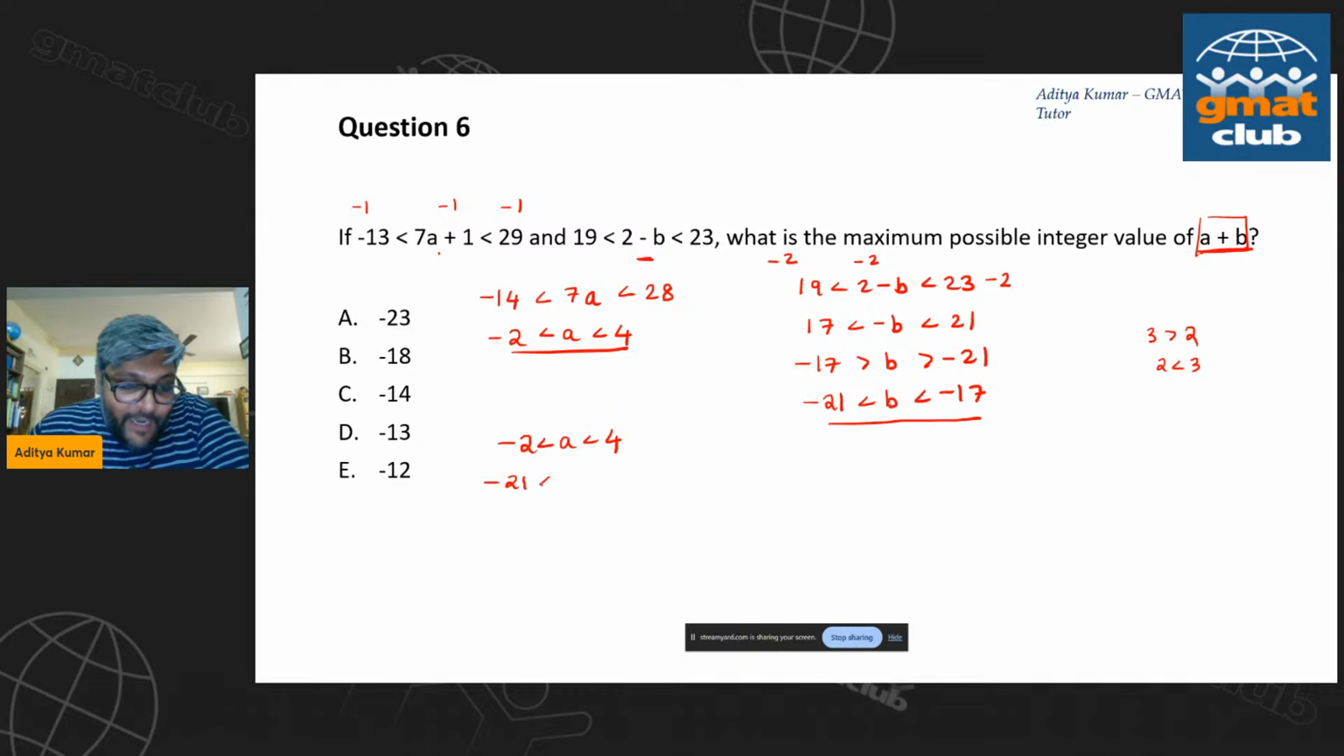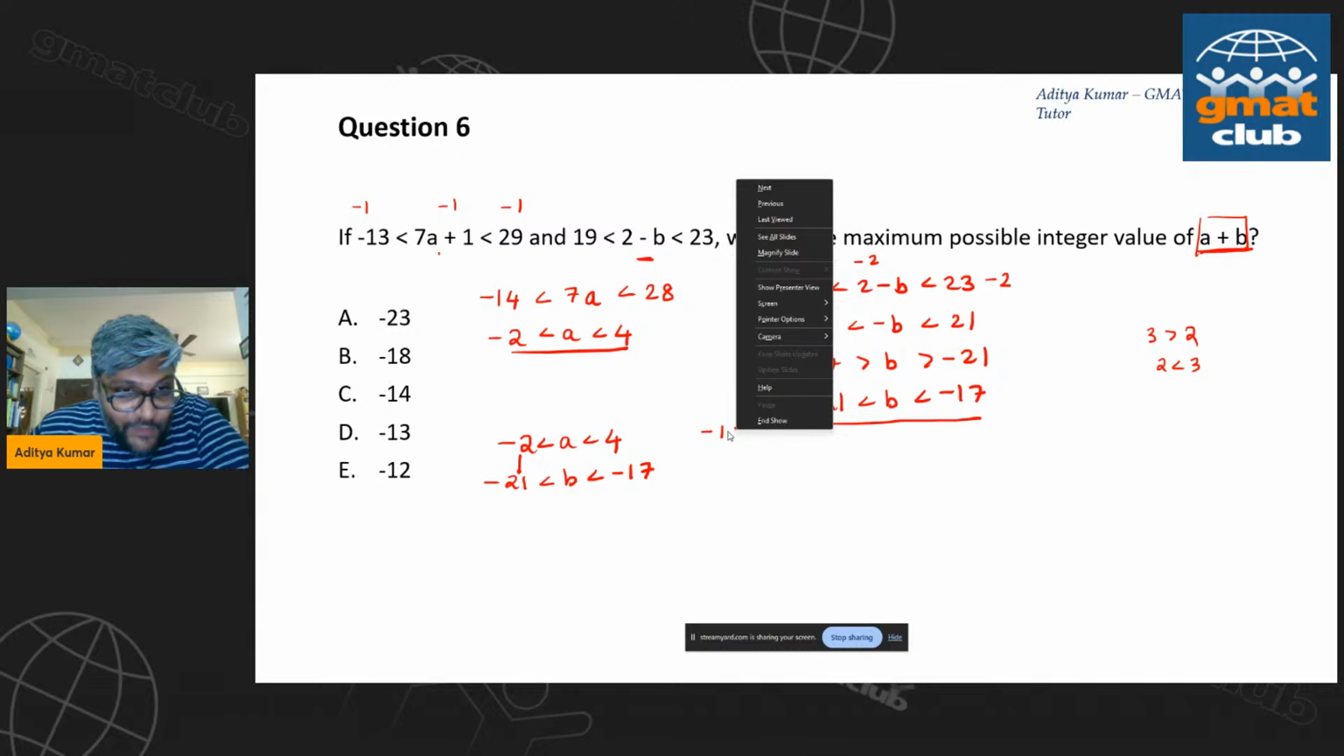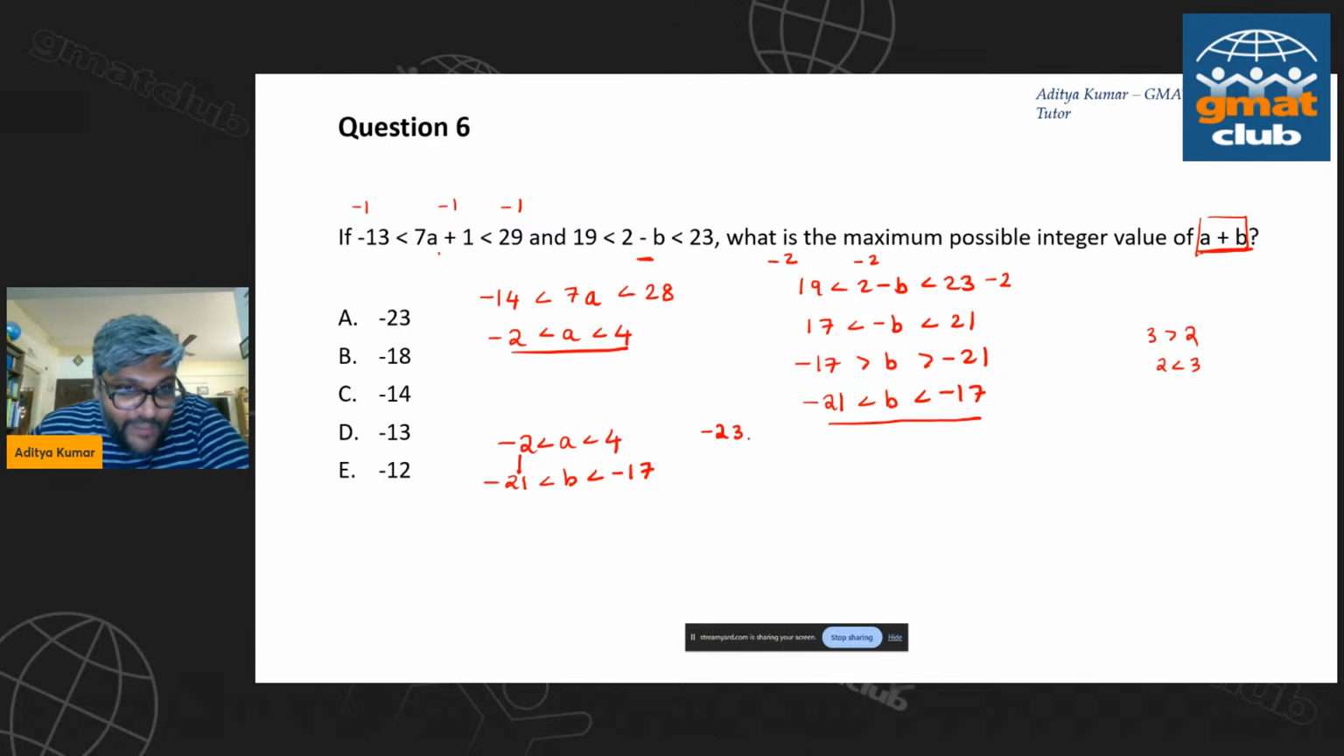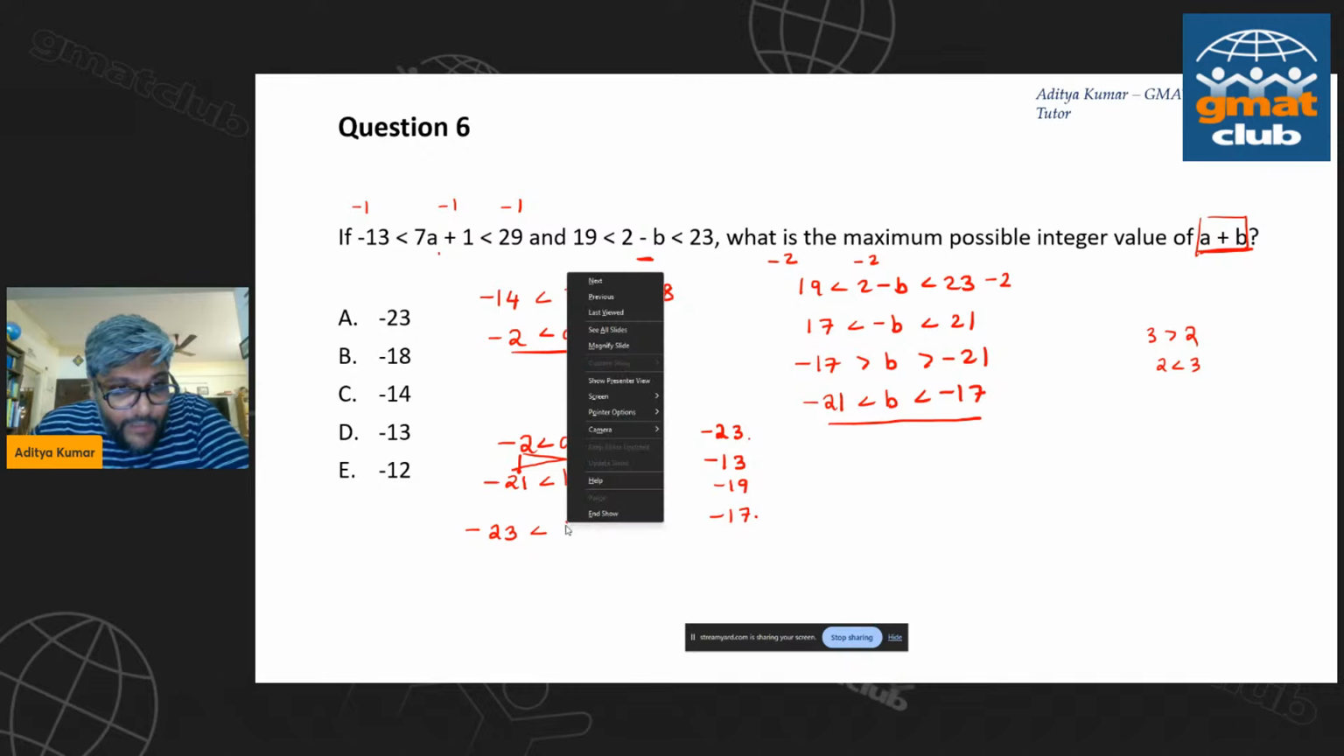With addition, I can directly add them up. Doesn't matter. I told you, every inequality can be added. You can also use the maximum here, right? Using maximum, minus 2, minus 21 would be minus 23. 4 and minus 17 would be minus 13. Minus 2, minus 17 would be minus 19. And 4 and minus 21 would be minus 17. So obviously the value for a plus b should be in between minus 23 and minus 13.